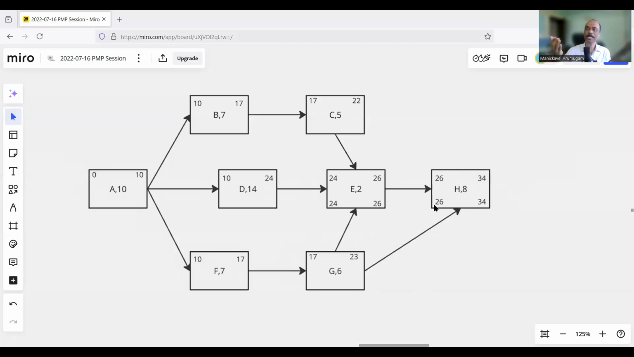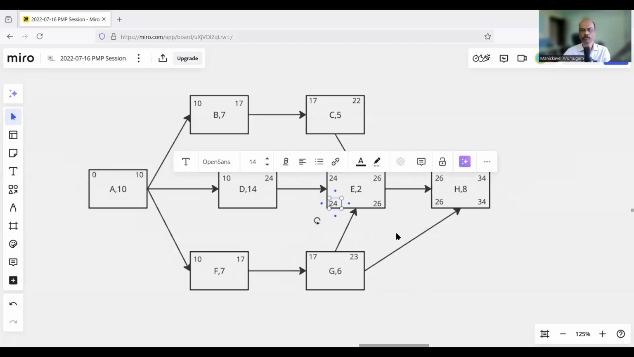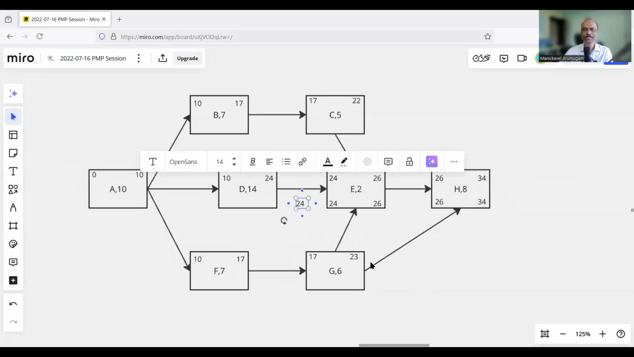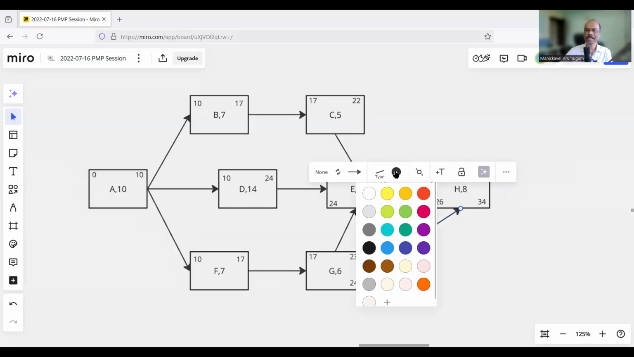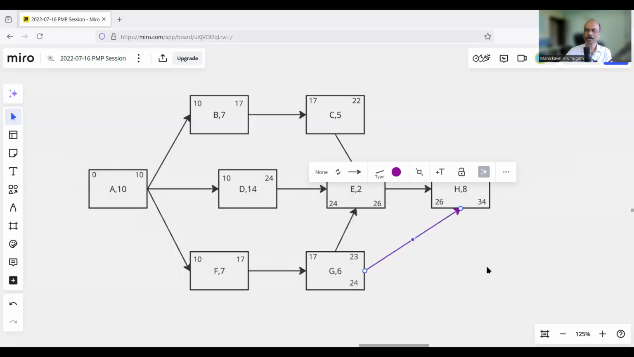Always, when you have multiple successors in the backward pass, you need to take the smaller number. Whether it is 24 or 26, it should be 24. So G must finish by 24, then only E can start by 24. This link shown here is actually a redundant link, in my opinion. It is not really needed. Even without this link, you do the calculation and you will still get the same answer.